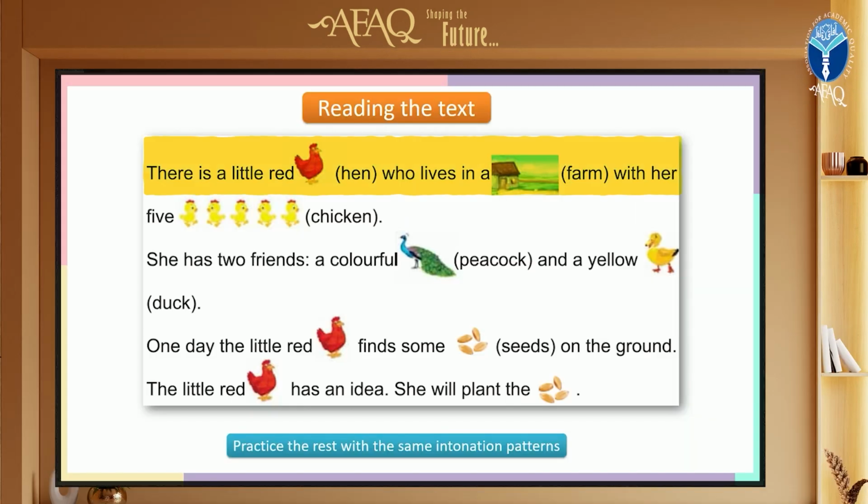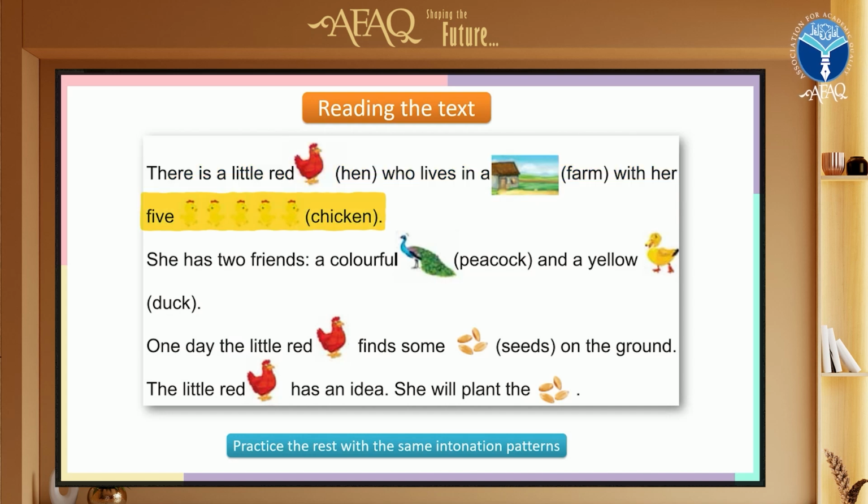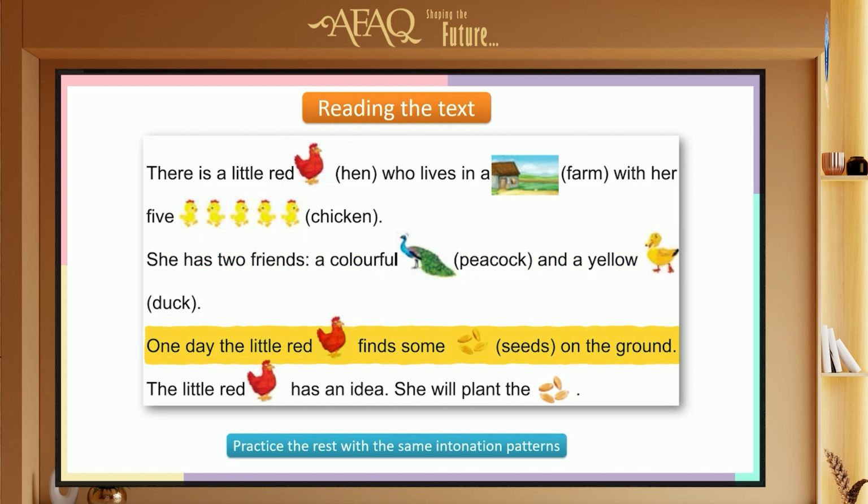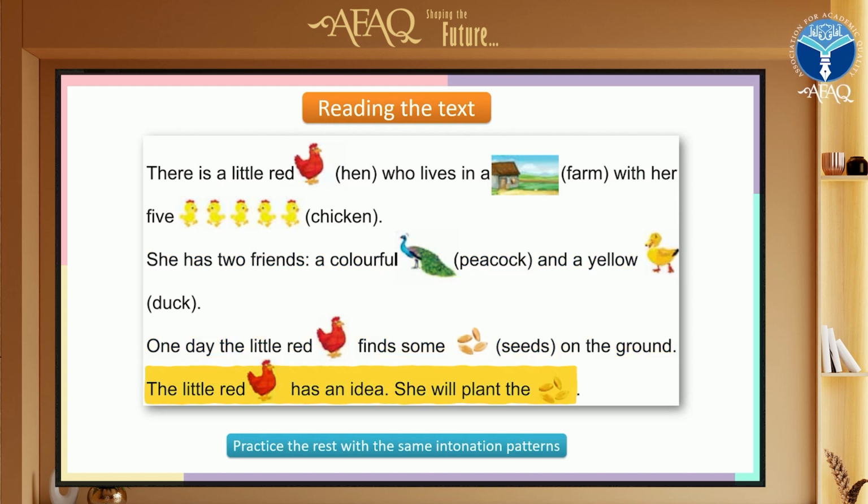There's a little red hen who lives in a farm with her 5 chickens. She has 2 friends, a colorful peacock and a yellow duck. One day, the little red hen finds some seeds on the ground. The little red hen has an idea. She will plant the seeds.